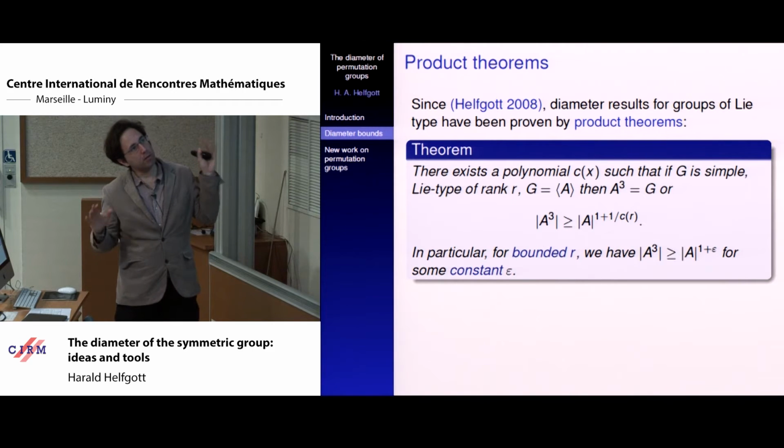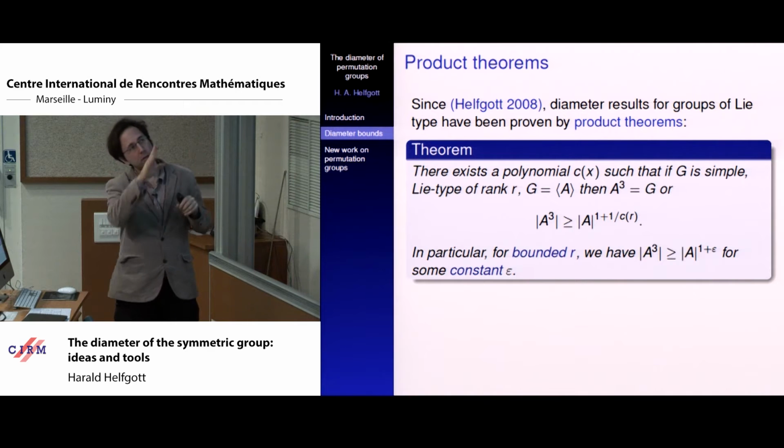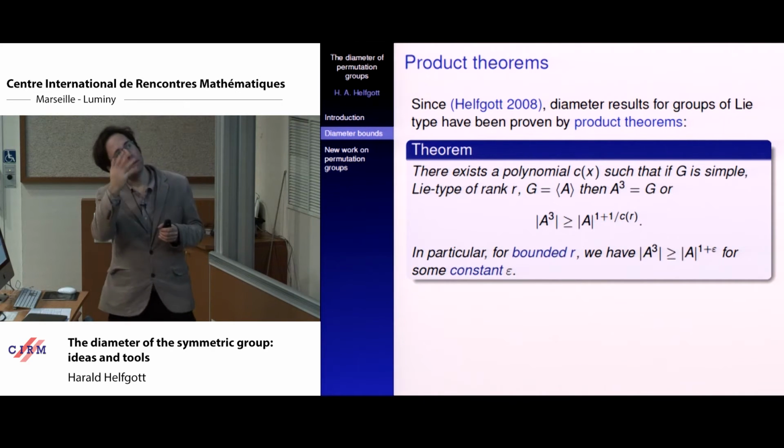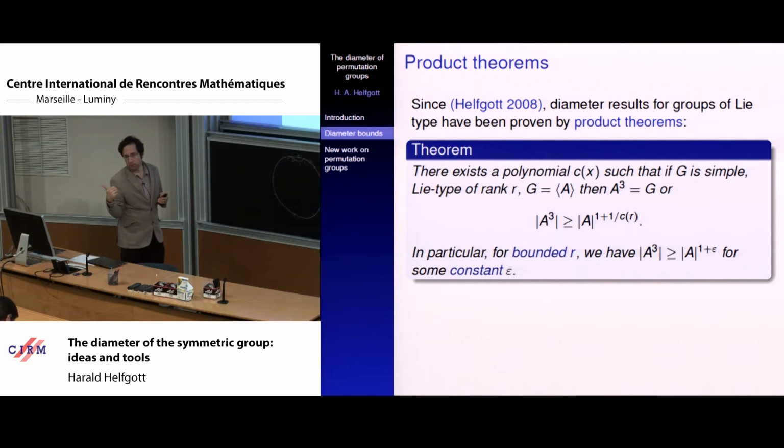So there exists C of R. Right now it still depends on the rank, such that if you take any set of generators A of G, then either A times A times A, that is the set of all products of three elements of A, is the whole group, or A times A times A is greater than A by a power that depends only on the rank R, nothing else. So for bounded rank, you just have A cubed is greater than A to the 1 plus epsilon. It's not quite exponential, but you get this very rapid sort of growth.